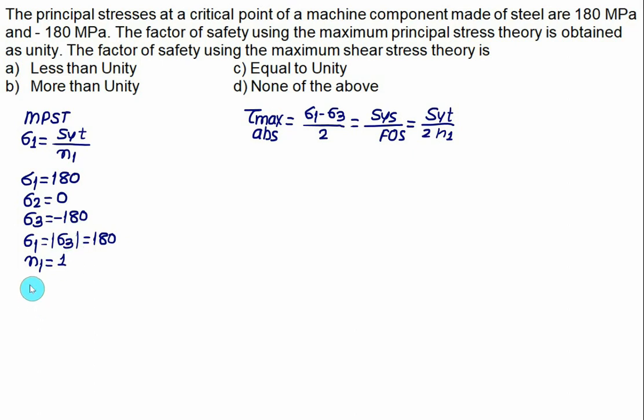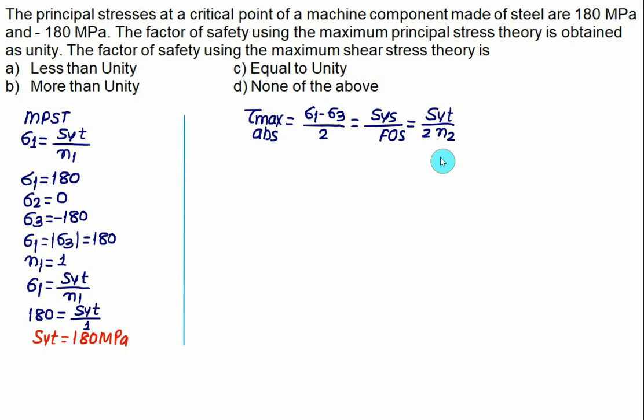So in this case, sigma 1 is equal to SYT divided by factor of safety N1. Sigma 1 is equal to 180. SYT we don't know. Factor of safety you have to take equal to 1. So I will get the value of SYT equal to 180 megapascal. Once I know the value of SYT, I am able to calculate the factor of safety for the maximum shear stress theory.